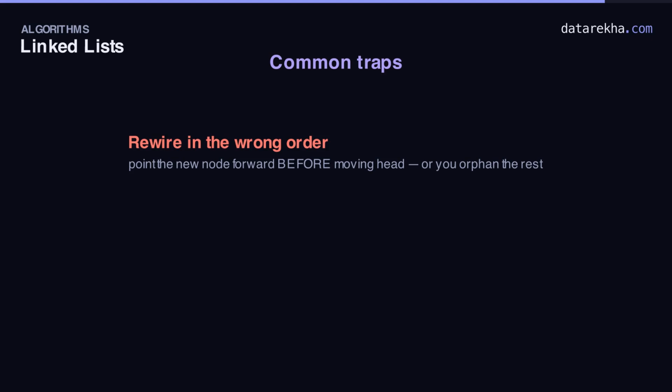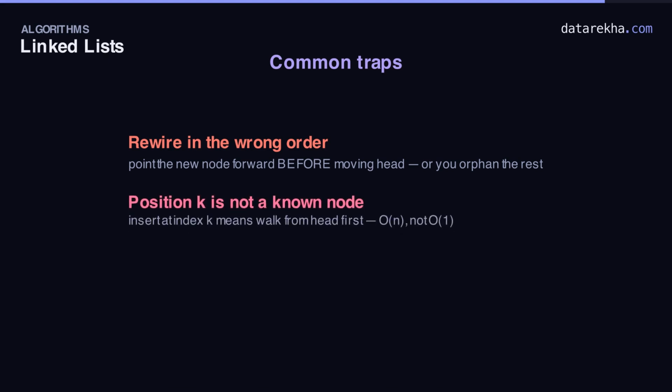Trap 1. The big one. Rewire in the wrong order and you lose the list. Always aim the new node forward first. Then move head or P. Move head first, and the only link to the rest of the list is gone. Orphaned.